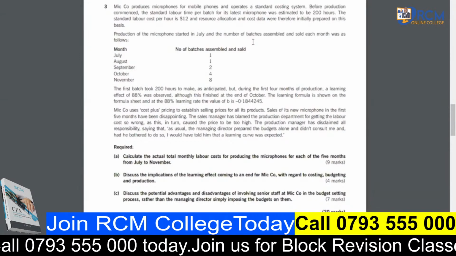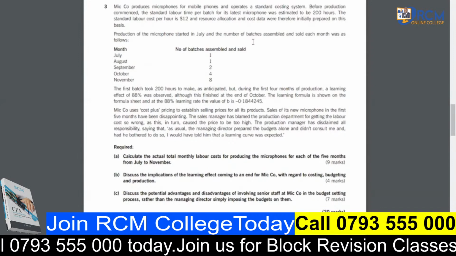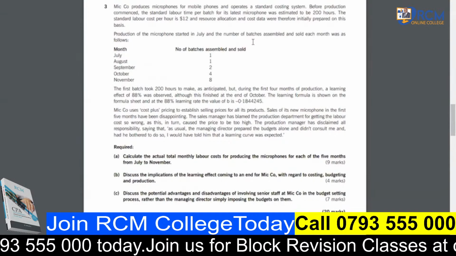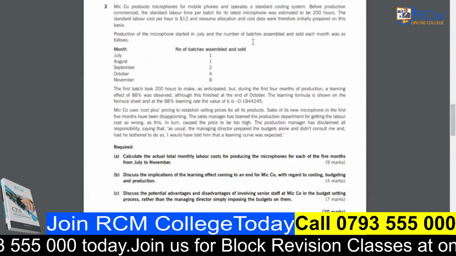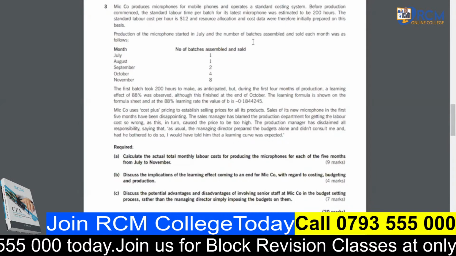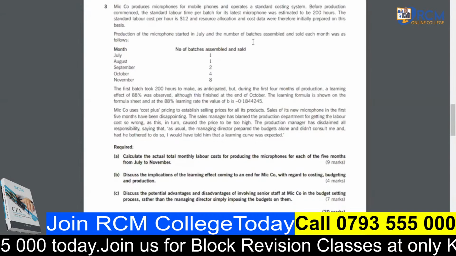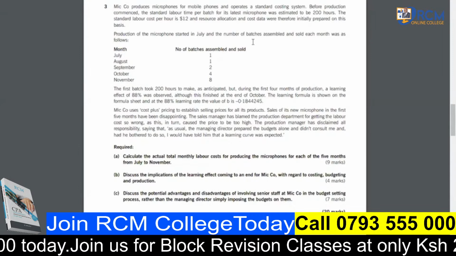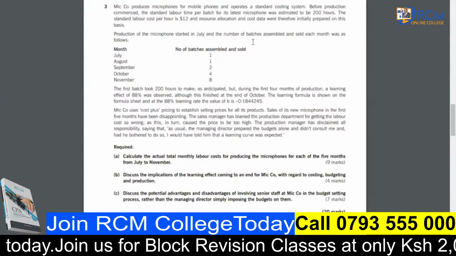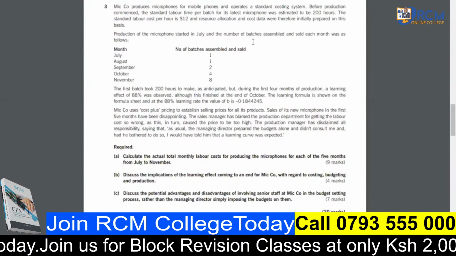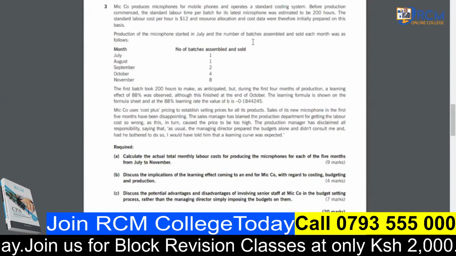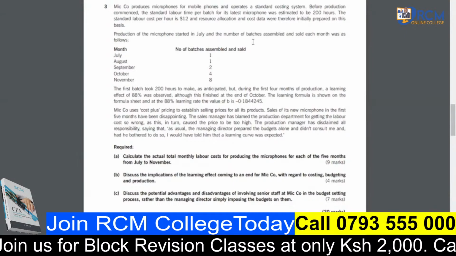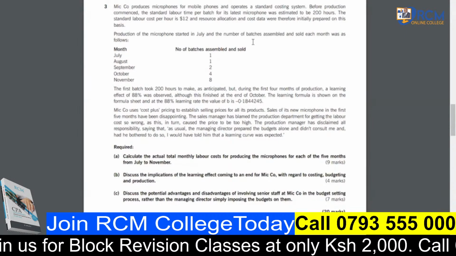We are told my company produces microphones for mobile phones and operates a standard costing system before production commenced. The standard labor time per batch for its latest microphone was estimated to be 200 hours. The standard labor cost per hour is $12, and resource allocation and cost data were initially prepared on this basis. Production of the microphone started in July, and the number of batches assembled and sold each month was as follows. So we have month July to November, number of batches assembled and sold, 1, 2, 4, 8. The first batch took 200 hours to make.